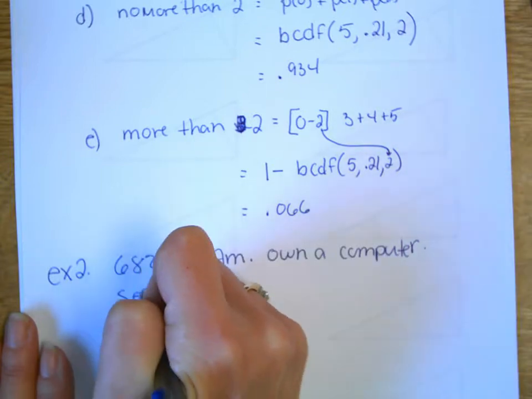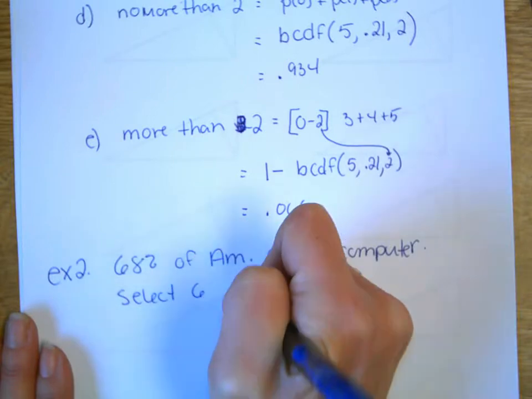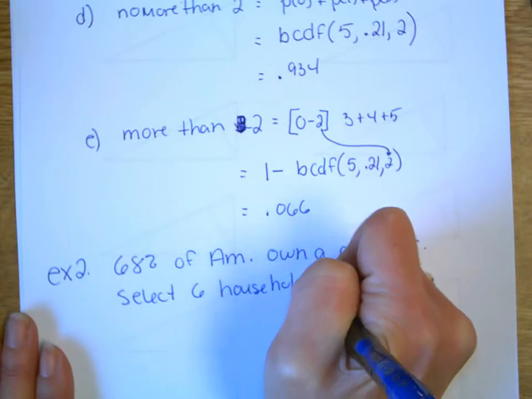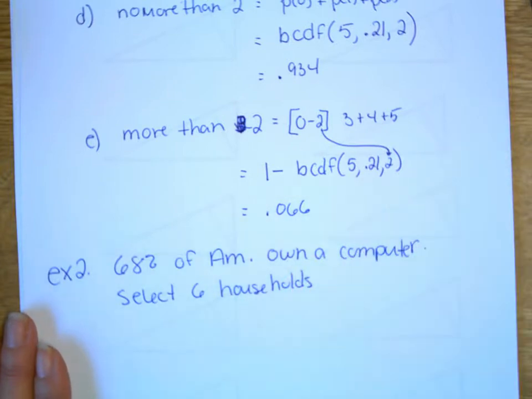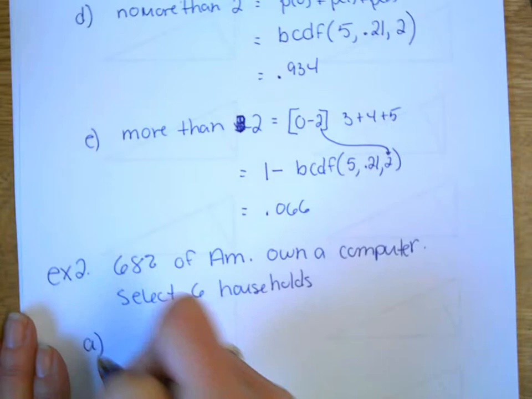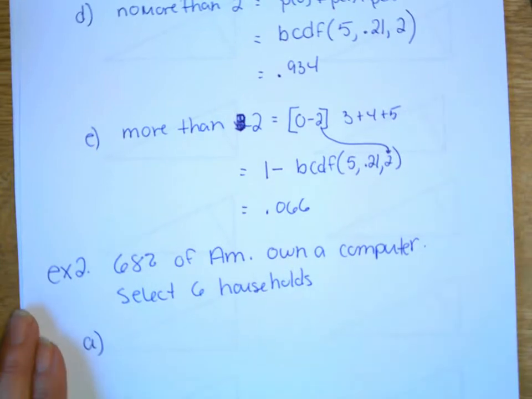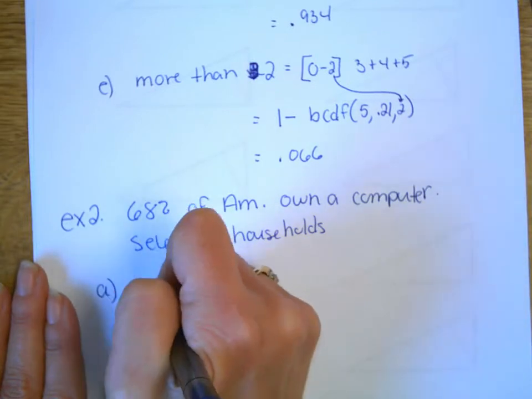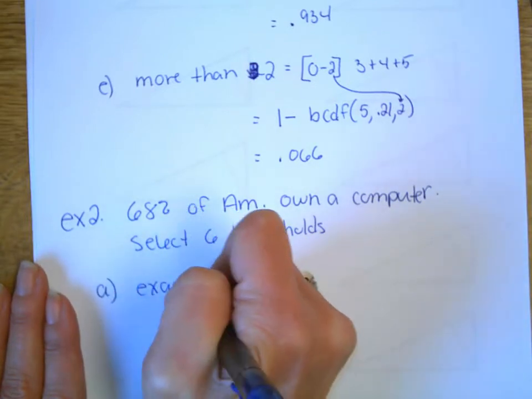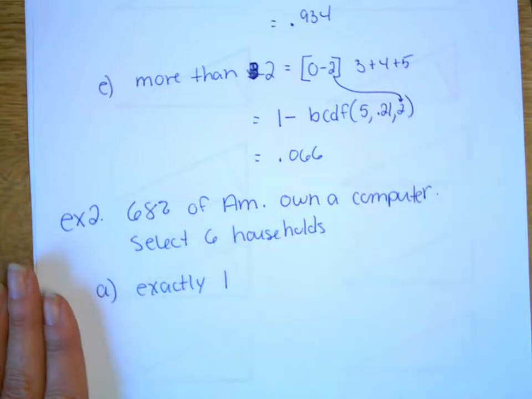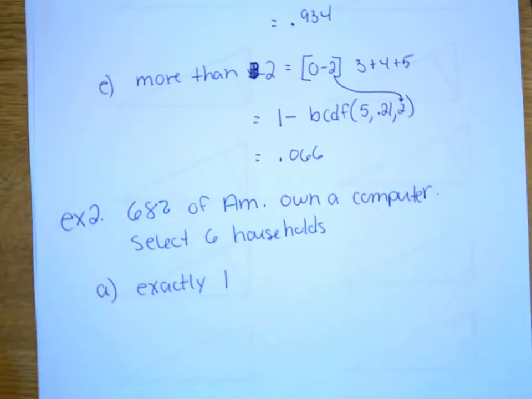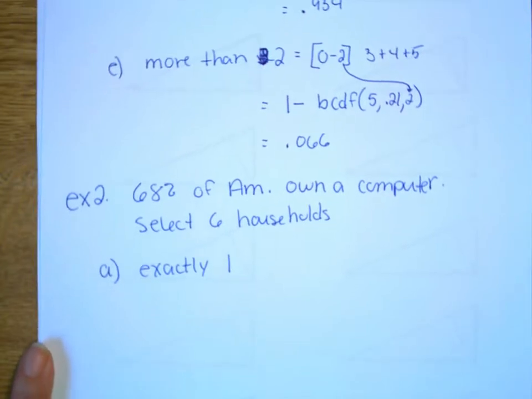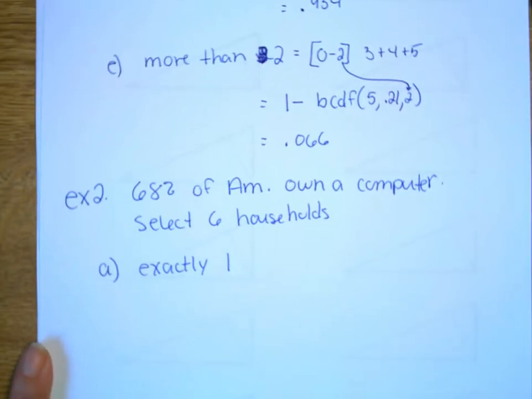You're going to select 6 different households and ask if they own a computer. Can you tell me the probability that after you've asked 6 households, exactly 1 household has a computer out of the 6 that you asked? We should do it by hand because you have to do some by hand today.